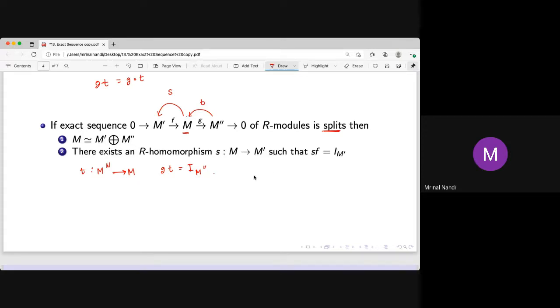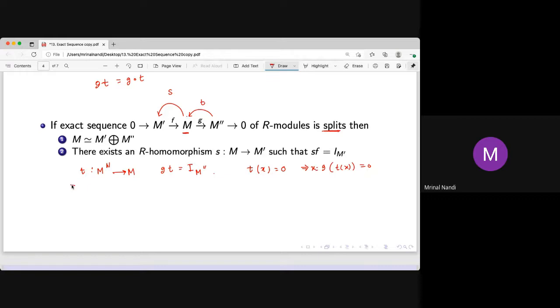Why is T injective? Let Tx equal 0. That implies G of T of x equals 0, but this is x, so x equals 0. So it is injective. Once Tx equal to 0 implies x equal to 0, that is injective. Therefore, for an R-homomorphism, to check injectivity we have to check just for 0 only. So it is injective.